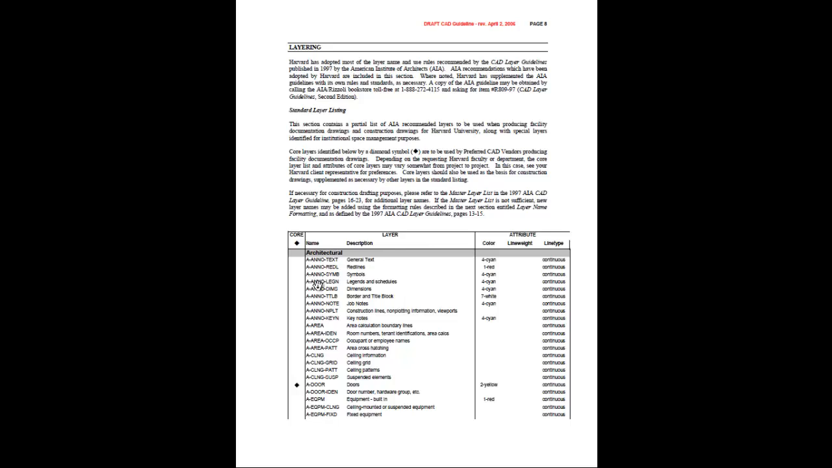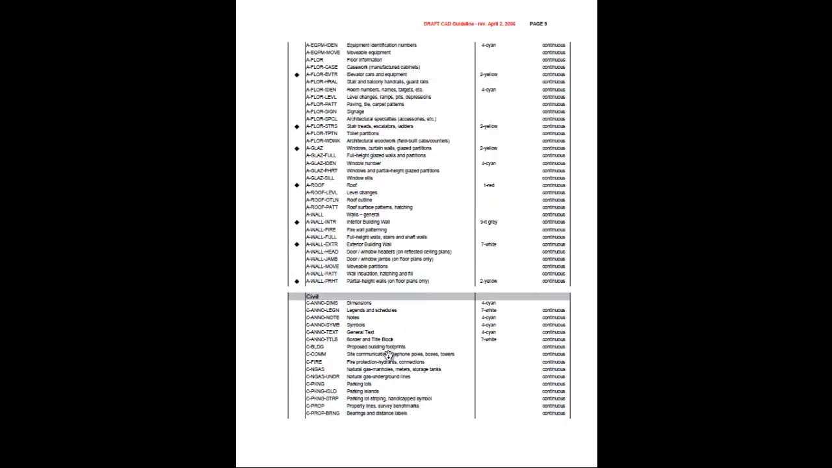Annotation symbols, annotation legend. Down further we get into architectural door. Doors are going to be drawn in color 2 yellow in a continuous line style. The door identification, the number on the door, would be continuous. It doesn't really give us a color. So these are just the standards, so I guess you can use what you want. A ceiling is a layer. Let's get down a little further.